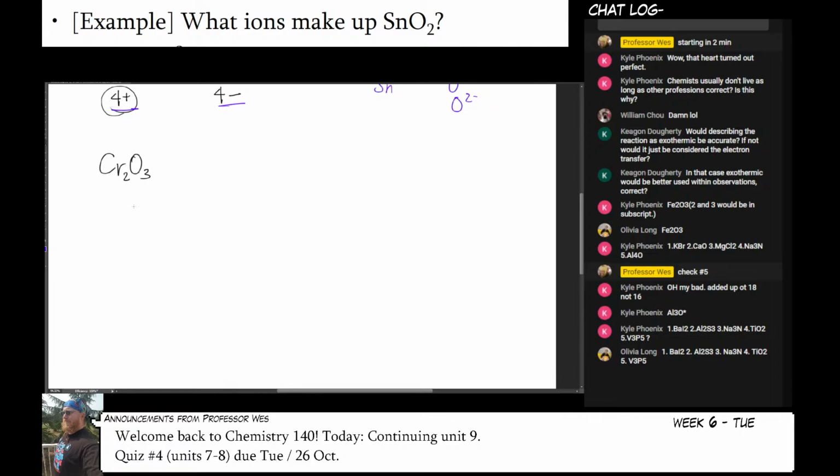Well, let's split it into what it is. I've got chromium with a question mark, another chromium with a question mark, and 3 oxygens. And we know as an ionic compound they make -2, because we just did that above, yeah?